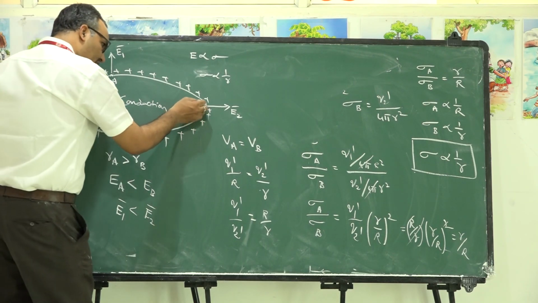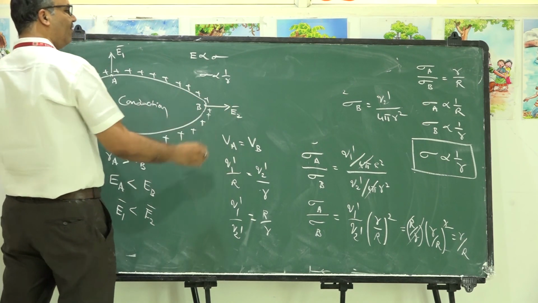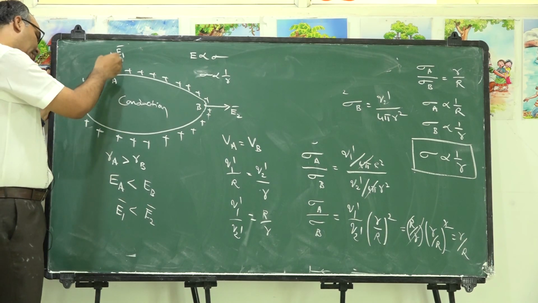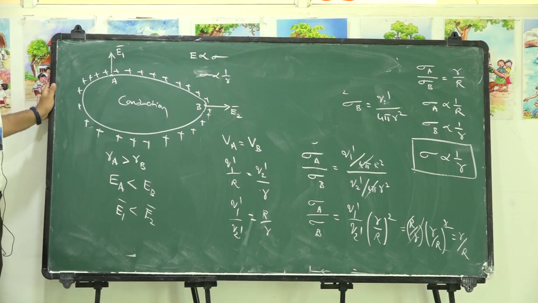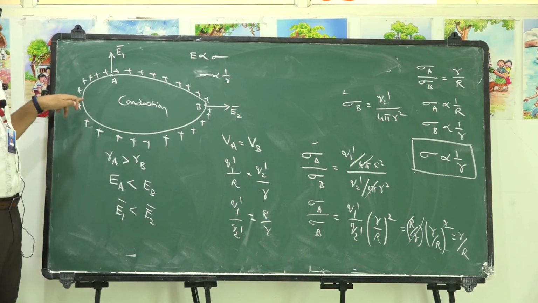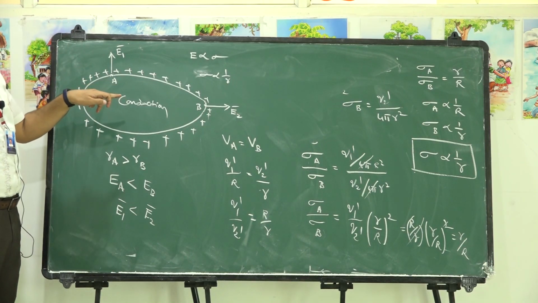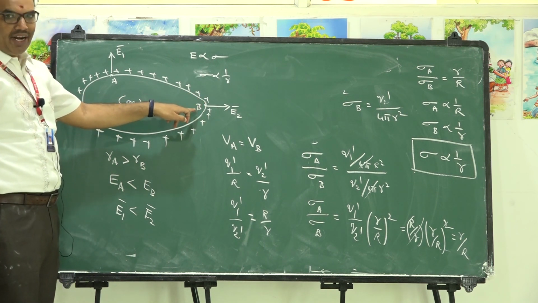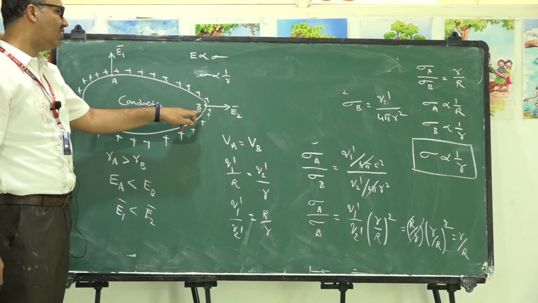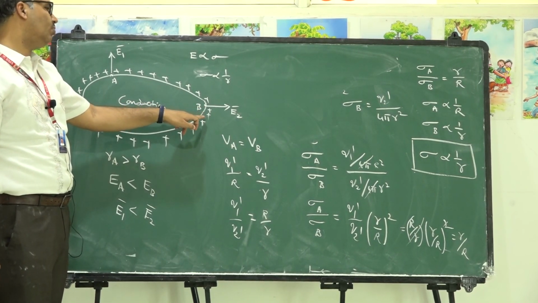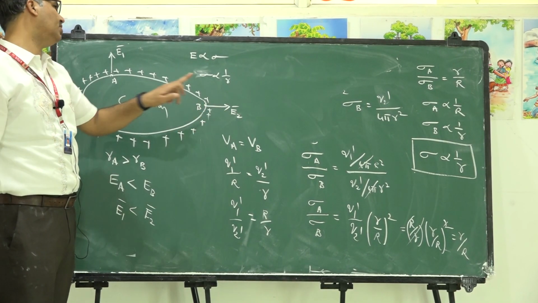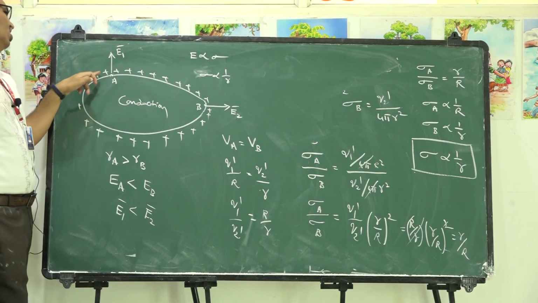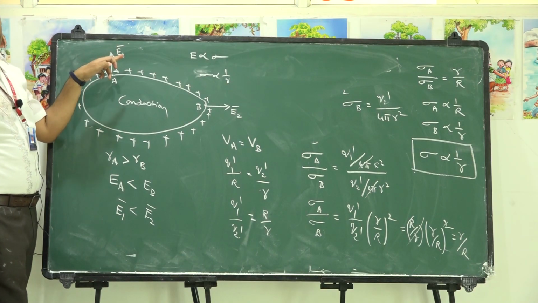Wherever the radius of curvature is less, the electric field is stronger. Wherever radius of curvature is more, the electric field is weaker. So on the same conductor, the distribution of charge is like this. More charge is accumulated at the sharp edge. Where the radius of curvature is less, more charge is accumulated and more electric field is observed. Where radius of curvature is more, less charge is accumulated and less electric field is observed.